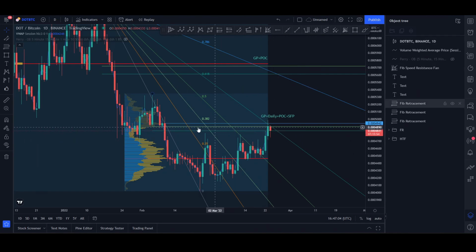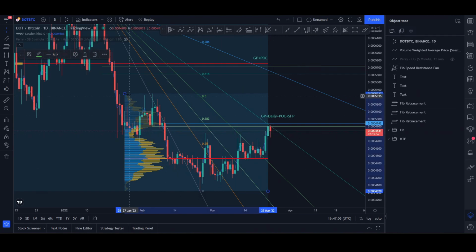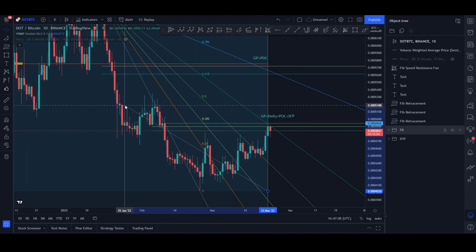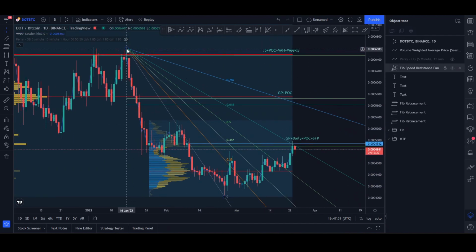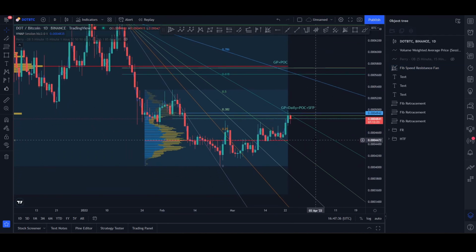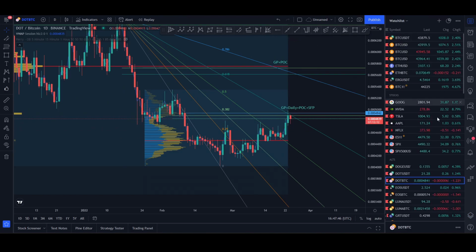And the last thing is the value area high. As you can see, I've pulled my fixed range tool, and we have a value area high right here. So this is definitely a resistance. And also we have a Fibonacci speed fan taken from the high to the low, and we are hitting right now the 618 speed fan. And that is a really nice confluence in my opinion.